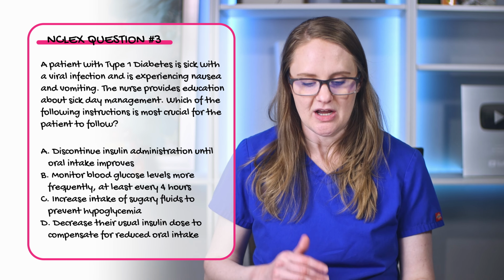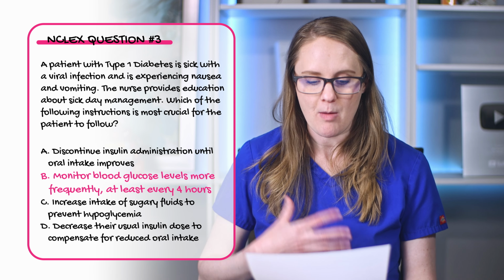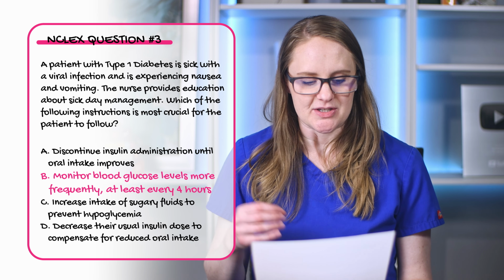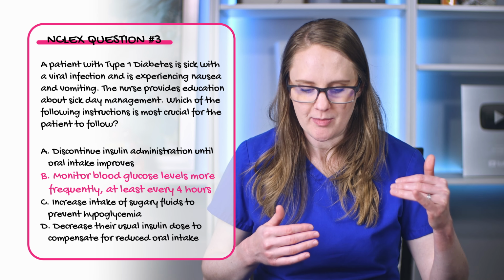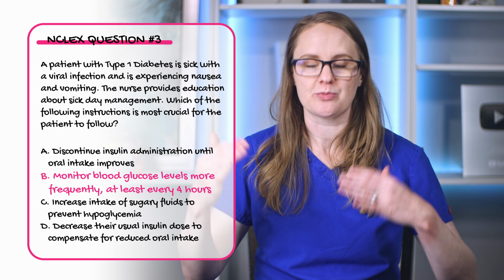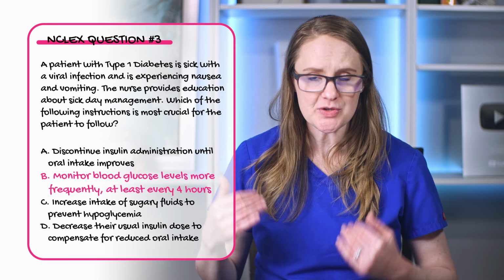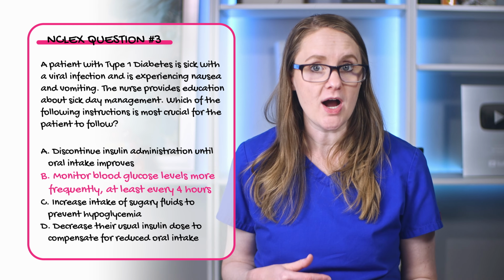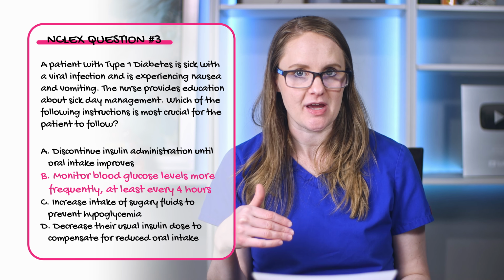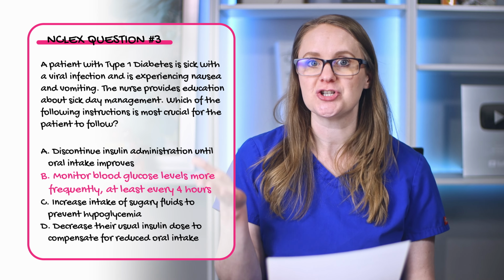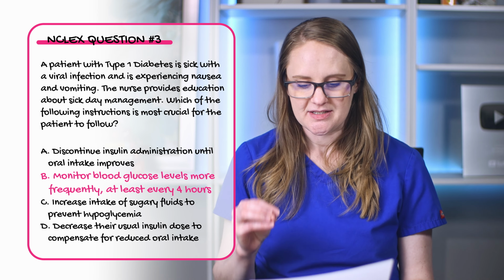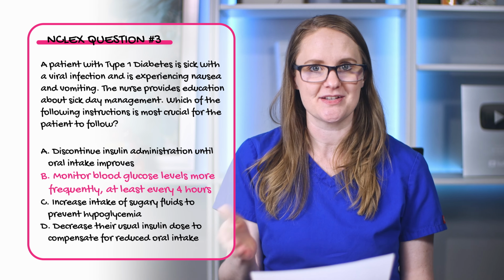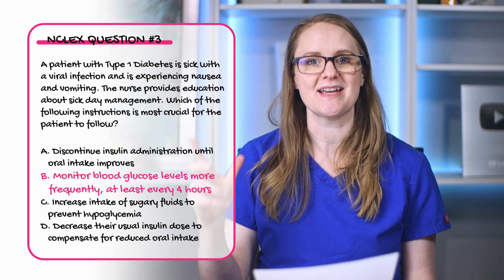Looking at this list, the correct answer here is B, like we talked about: monitor blood glucose levels more frequently, at least every 4 hours. This is because during an illness, stress hormones can cause blood glucose levels to fluctuate significantly. So the patient will need to check their blood glucose level more frequently to watch for hyperglycemia or hypoglycemia. Now, answer A is wrong because insulin should generally not be discontinued during illness in type 1 diabetes, because that could lead to DKA because of the lack of their endogenous insulin production.